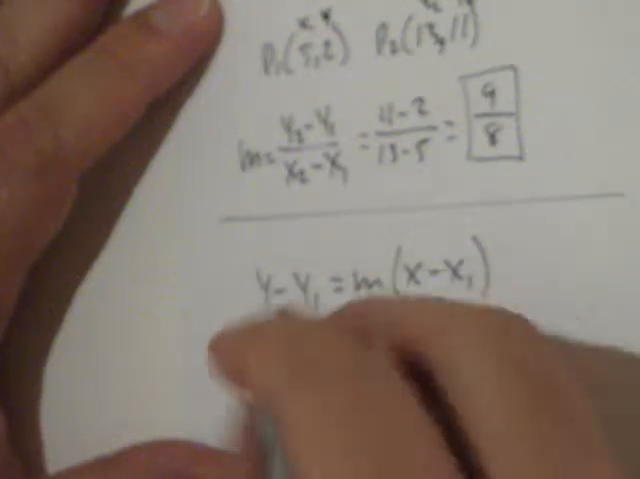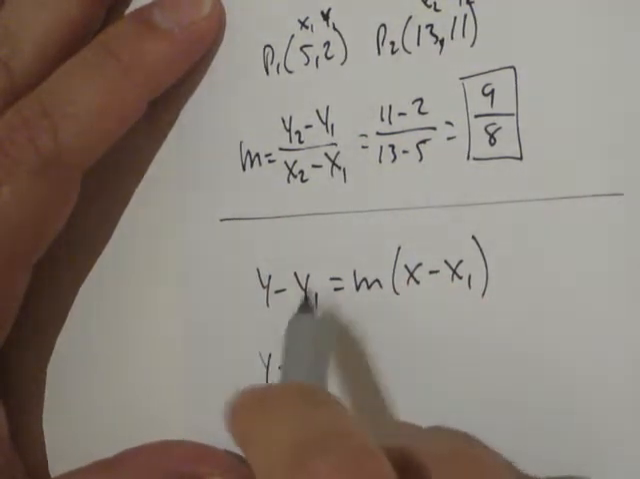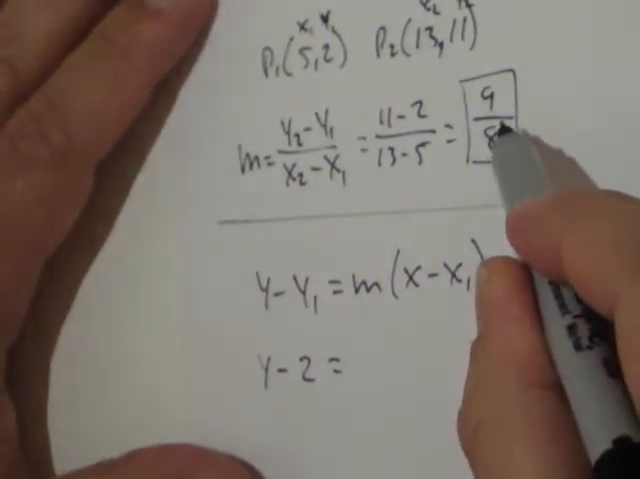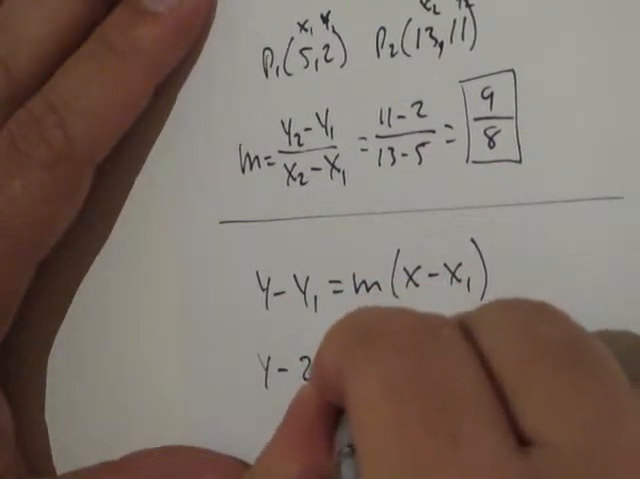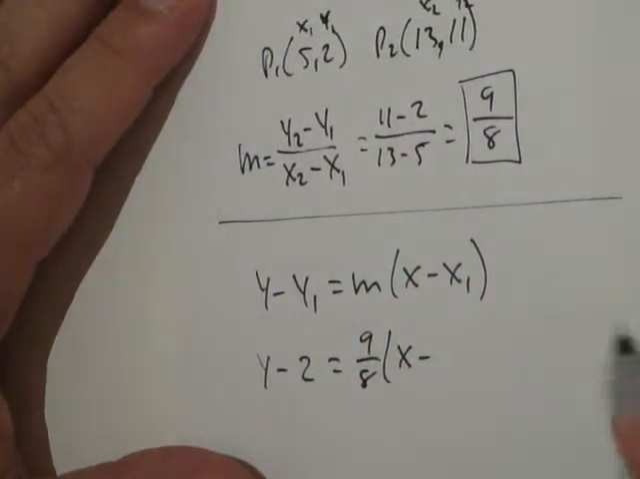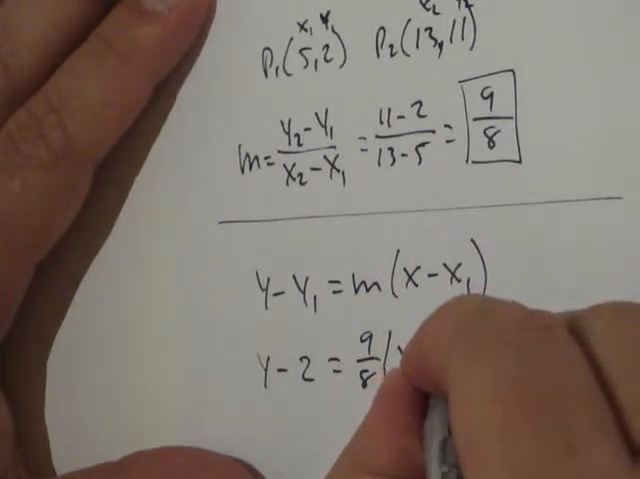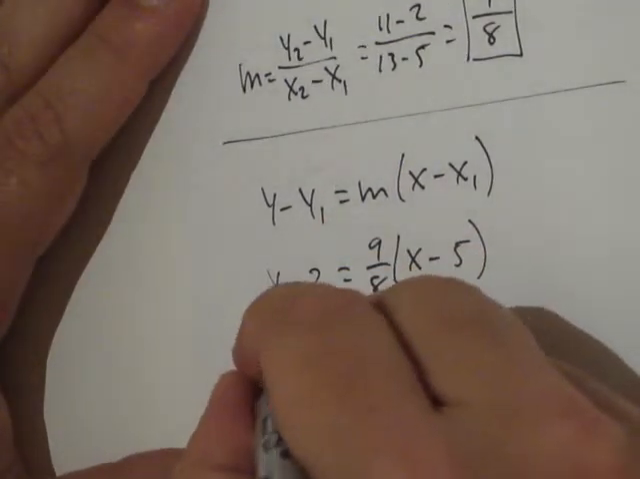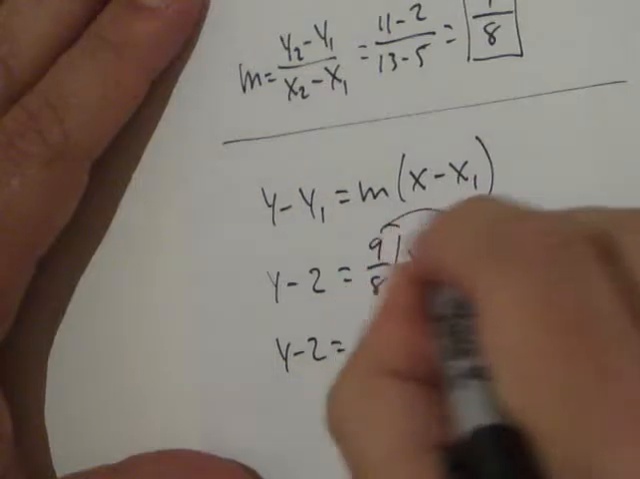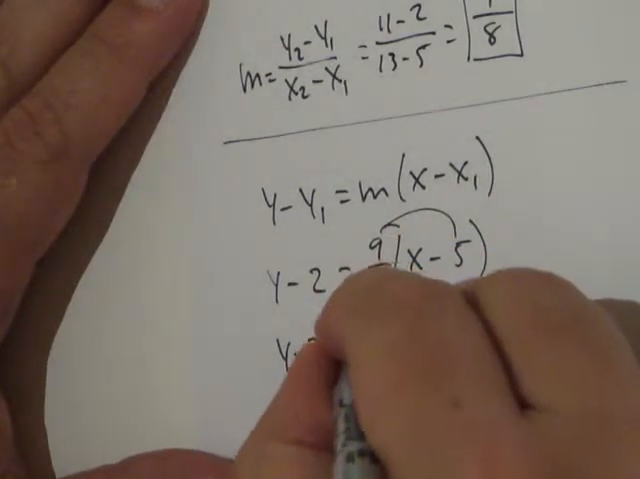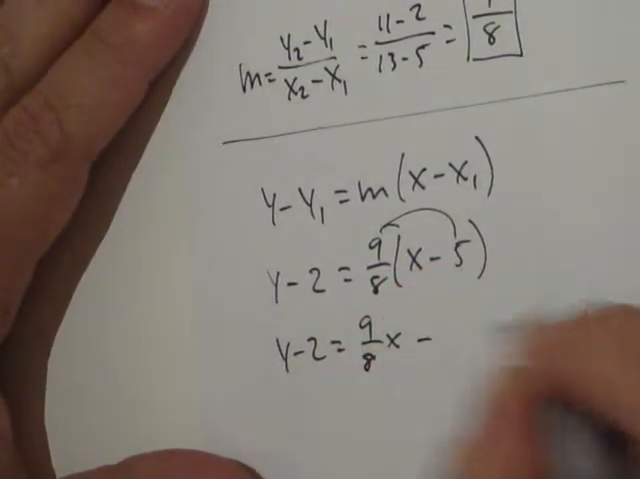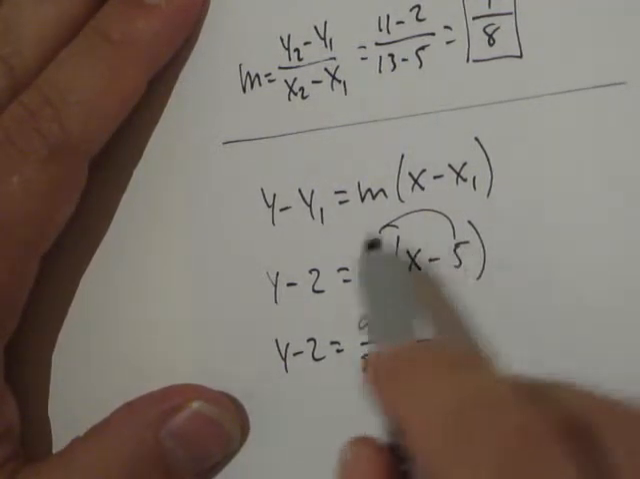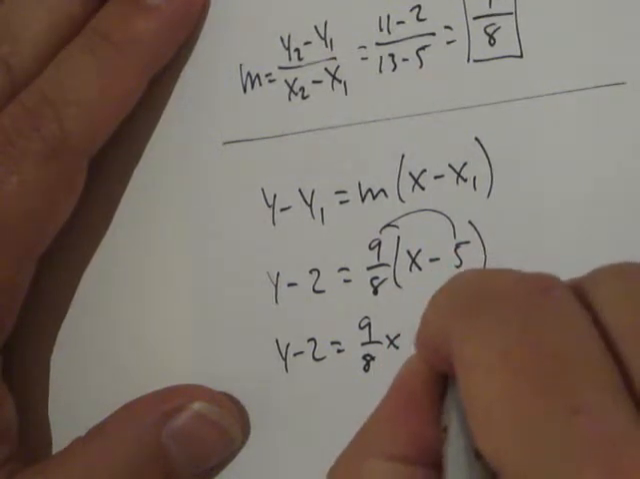Okay, so let's plug some things in. We got y minus y1, which is 2, equals m. We just found m. M is 9/8 times x minus x1, which is 5. So here's where things get a little nasty, especially with this fraction. Y minus 2 equals, we have to distribute up here. So we're going to get 9/8 x minus 9/8 times 5, 9 times 5 is 45, so minus 45/8.